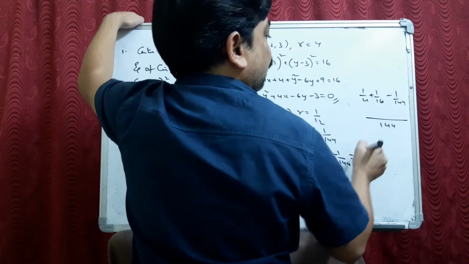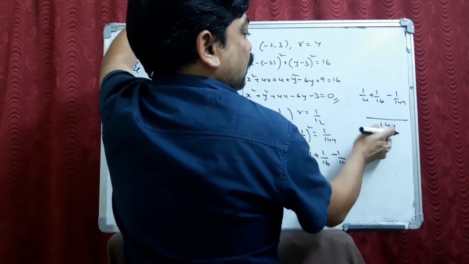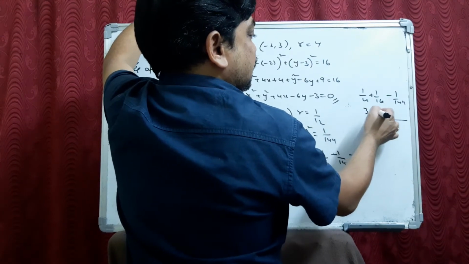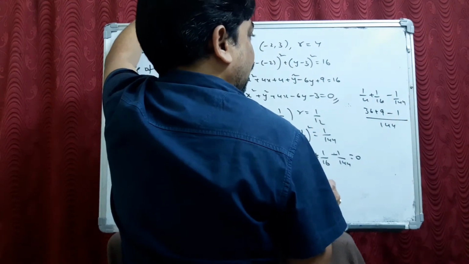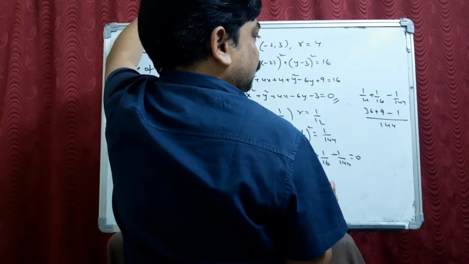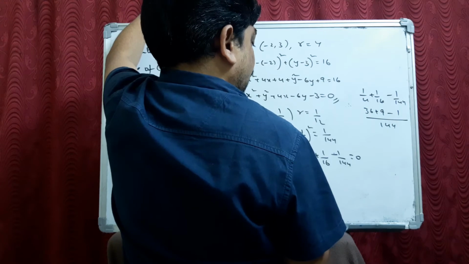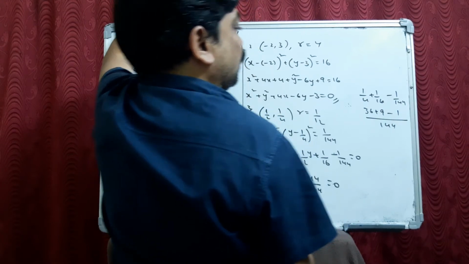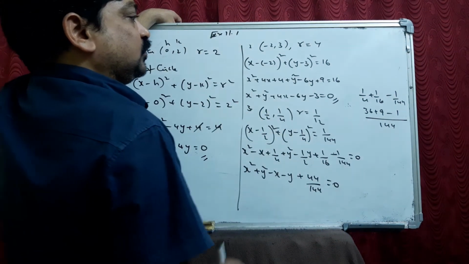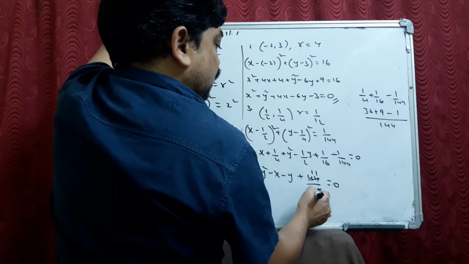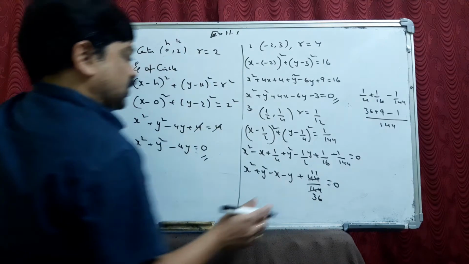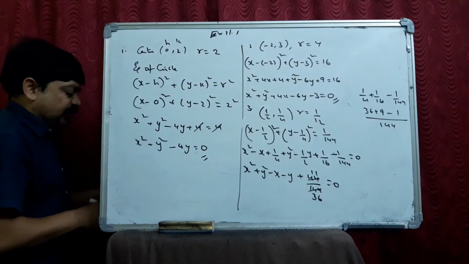LCM is 144. It will go in 4 3s 36 and 9 minus 1. 44 by 144 is equal to 0. 4 11s, 4 36. 11 by 36 equal to 0. Let us see the answer, what they have given.